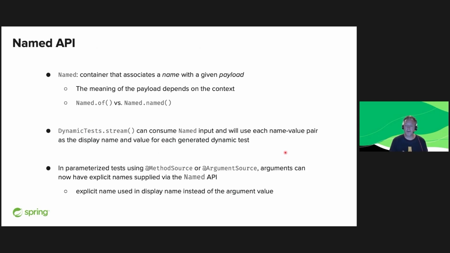So without this, the argument value would be used, or toString would be invoked on the argument value, and maybe that's long, or maybe it's not as descriptive as you'd like it to be. And now you can use this Named API to come up with custom names for your MethodSource and ArgumentsSource implementations.